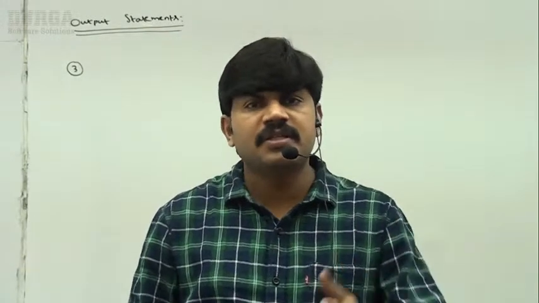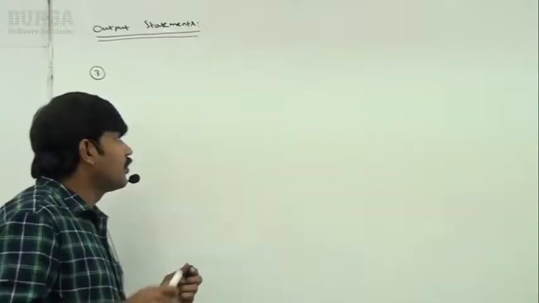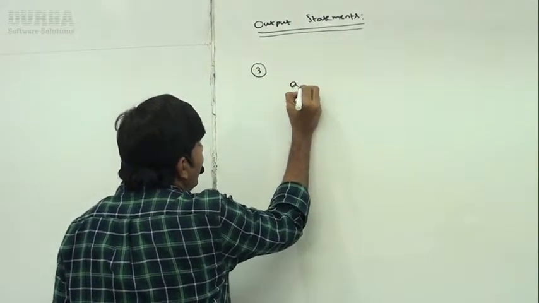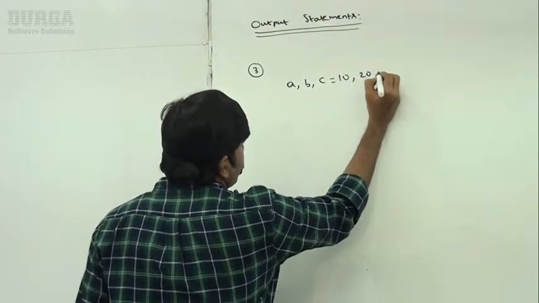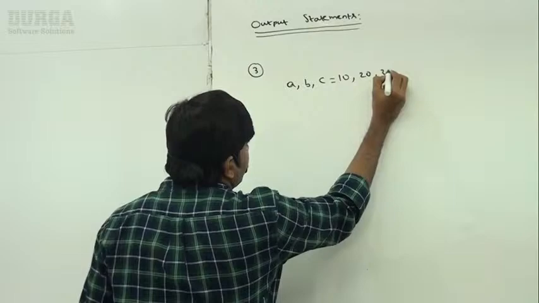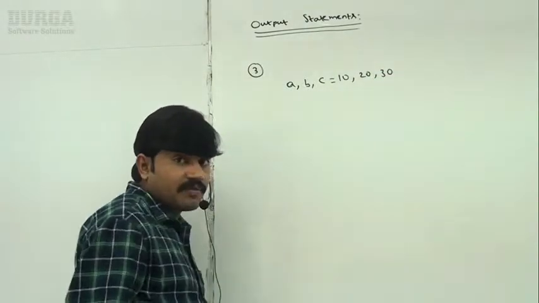Now the next one: the print statement with a variable number of arguments. Any number of arguments you can pass, and it itself is acceptable. How? Very simple. Assume a, b, c is equal to 10, 20, 30. Is it valid or not?